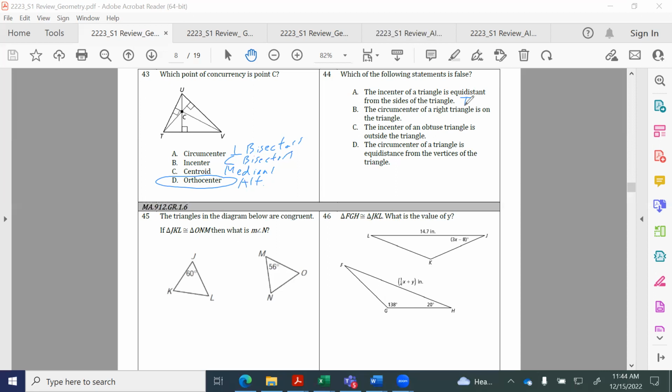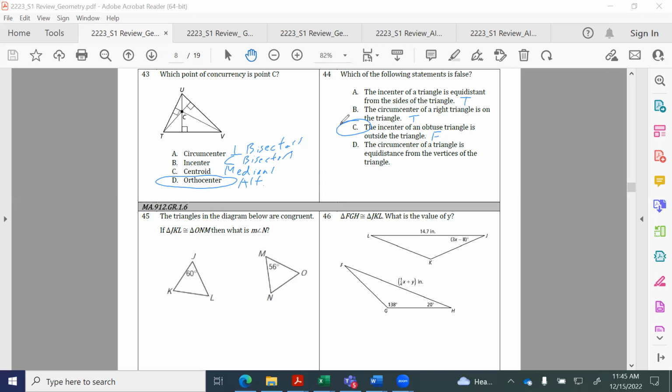That too is true. When looking at all these points, two of them, the circumcenter and the orthocenter, have a chance of being either inside, outside, or on the triangle. A right triangle is going to be on the triangle. An acute triangle, it'll be inside. And an obtuse triangle, it'll be outside. The incenter and the centroid always have to be inside the triangle. So on the next one, C, the incenter of an obtuse triangle is outside the triangle. See, that one is false.